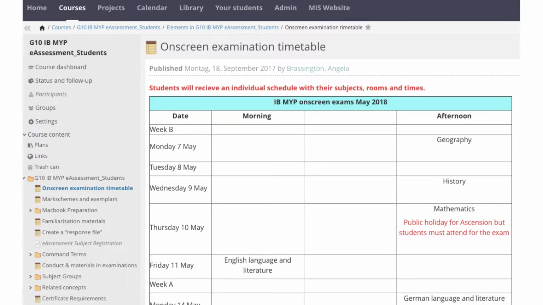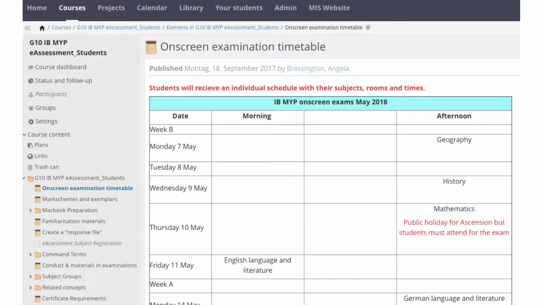All students are enrolled in an ITS Learning course. It's called Grade 10 IB MYP e-assessment students. All the information about e-assessment is found on this page, so please ask your child to use their login details and to show you the page.